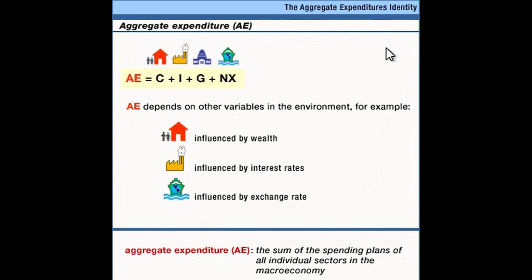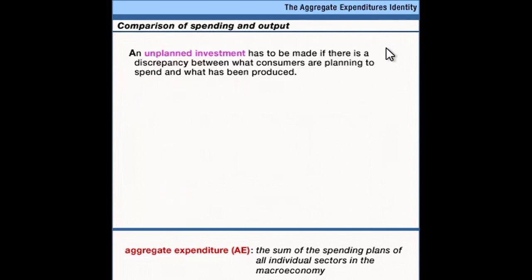Because if there's a discrepancy between what people are planning to spend and what has actually been produced, businesses are going to find that all of the goods don't leave the shelves. That is, some stuff is left behind. And what businesses have to do in that case is make an unplanned investment. We call this unintended inventory accumulation. And unintended inventory accumulation is the difference between the output of the economy and the combined spending plans of all of the players in the economy.